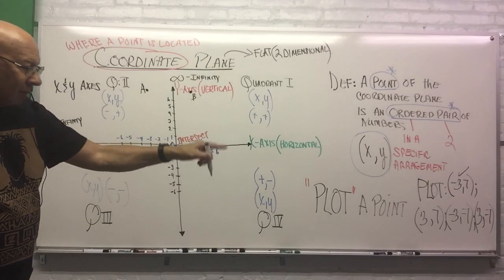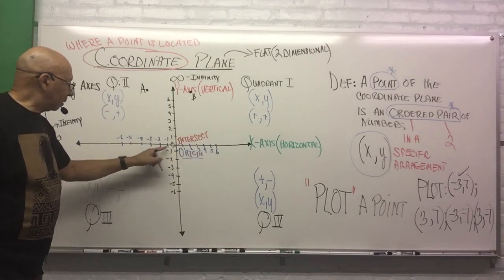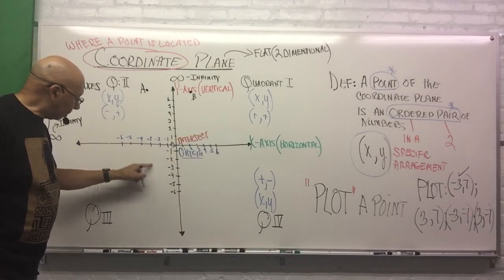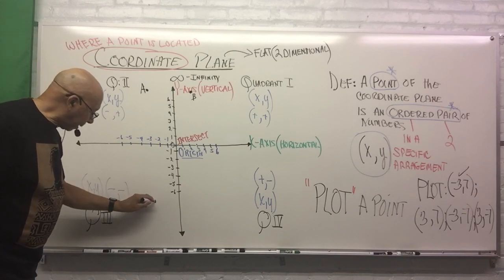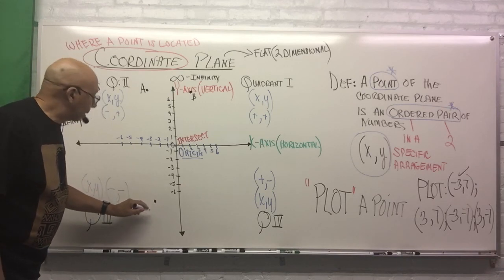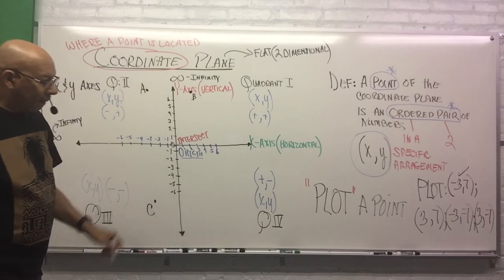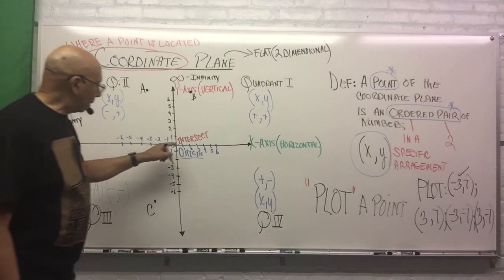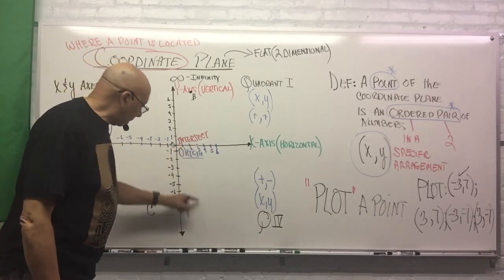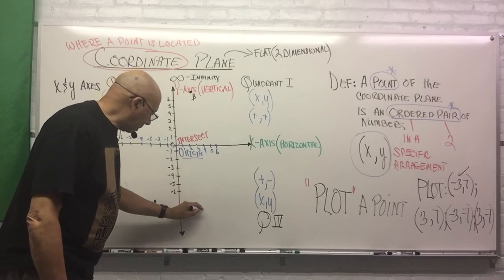Then I have negative 3, negative 7. So I go negative 3: 1, 2, 3, and then I come down negative 7, past my 6, and say that's C. Then I have 3, negative 7. I go 1, 2, 3, positive, and then down. So there's D.